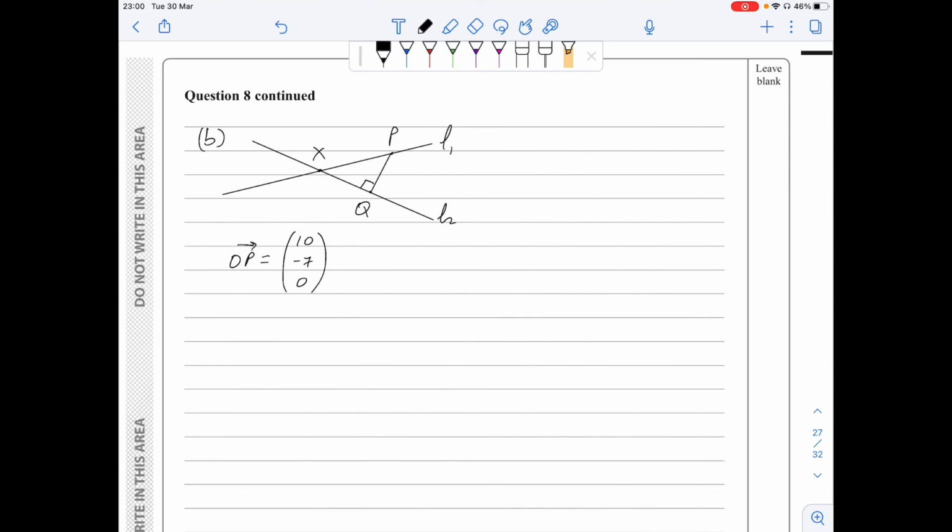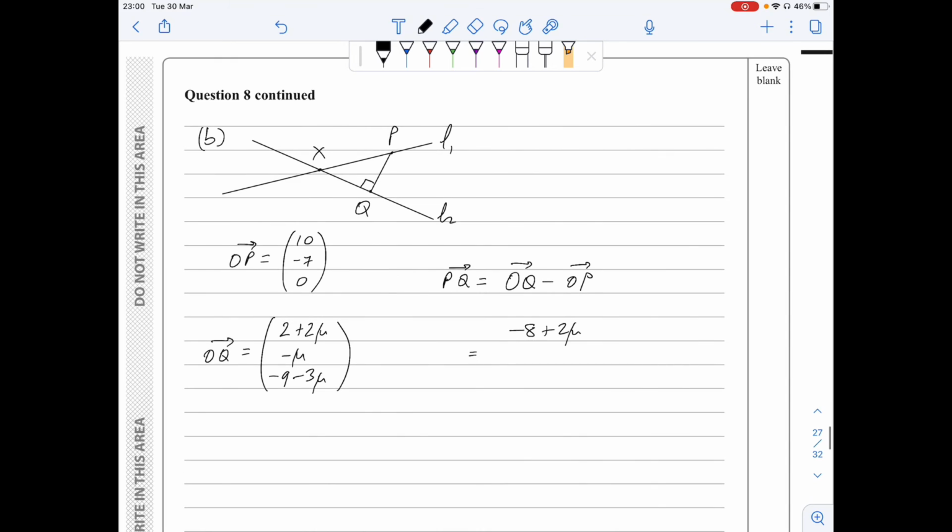And I am also given that Q lies on L2, so OQ is of the form (2 plus 2 mu, minus mu, minus 9 minus 3 mu). So I can calculate PQ, which is equal to OQ minus OP. So this is equal to (-8 plus 2 mu, 7 minus mu, and -9 minus 3 mu).